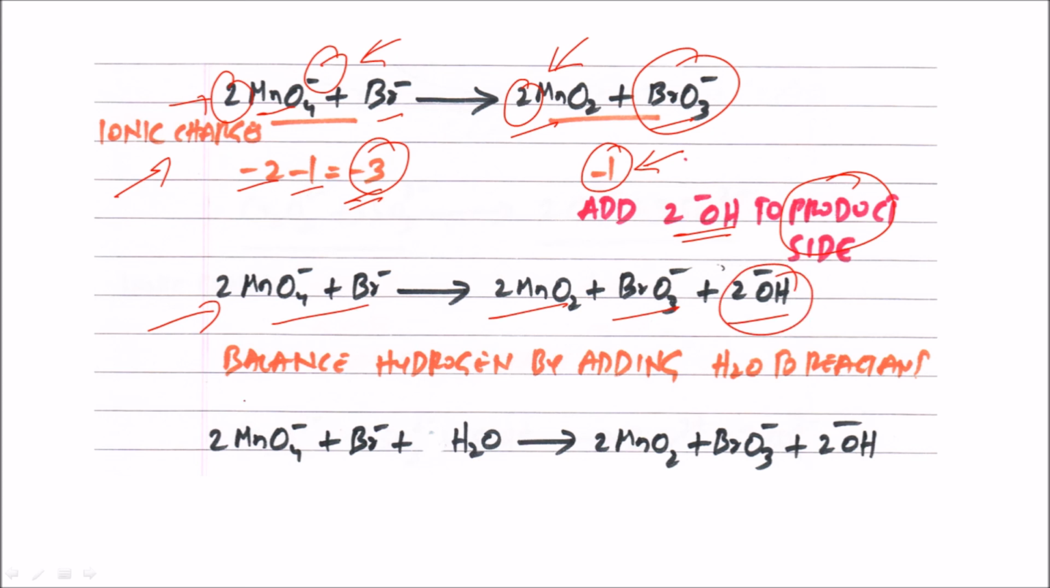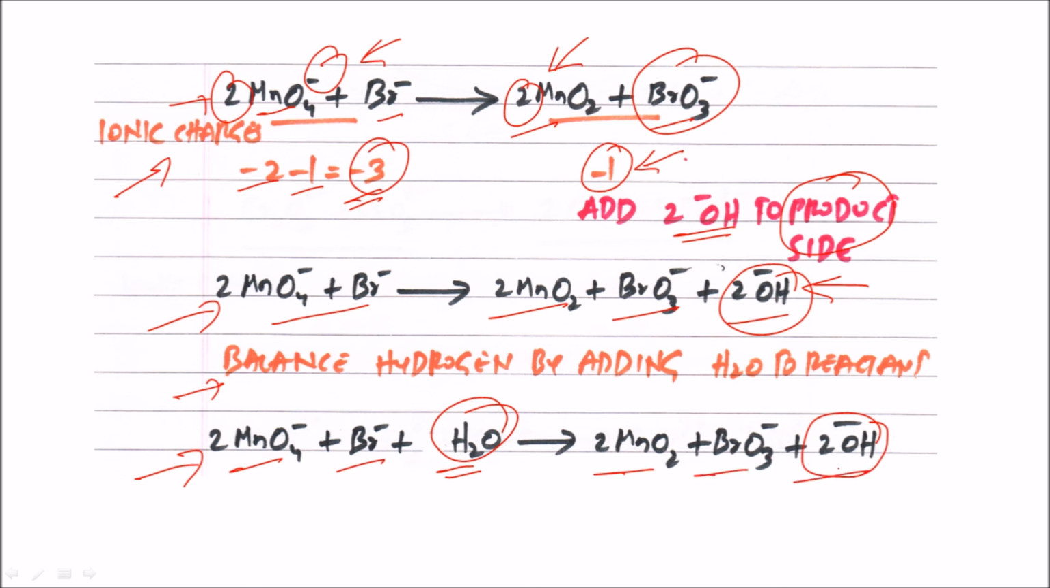The last step is we need to balance the number of hydrogen and oxygen on both sides. So we added OH minus in the product side, so we can add what now? Water in the reactant side. To see how many water molecules we need to add, we got 2 OH minus, 2 hydrogen atoms. So to make it equal, only 1 mole of water should be added. So this is the completely balanced equation: 2MnO4 minus plus Br minus plus H2O gives 2MnO2 plus BrO3 minus and 2 OH minus.